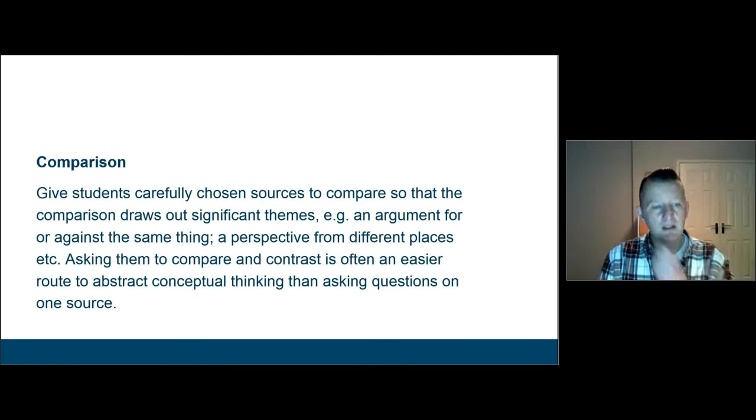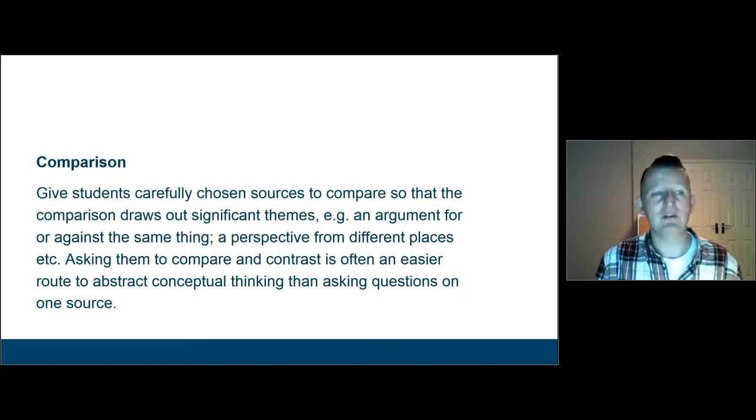And then another activity to think about, which is very straightforward, is the power of comparison. So you give students carefully chosen sources to compare so that the comparison sets them up to draw out significant themes. So you could pick an argument for or against the same thing, a perspective from different places on the same issue, and asking children to compare and contrast is often an easier way to get them to abstract and conceptual thinking than asking questions about a single source.